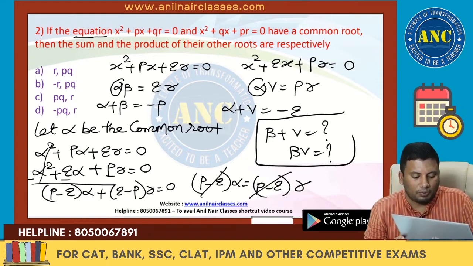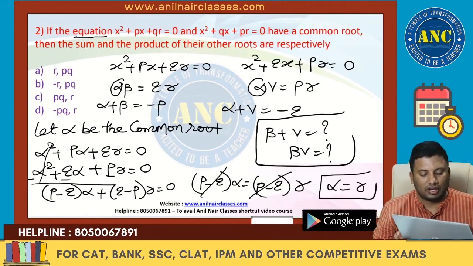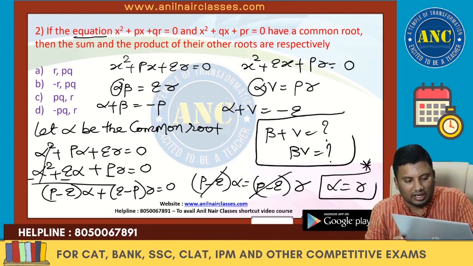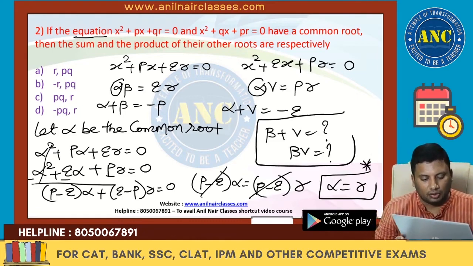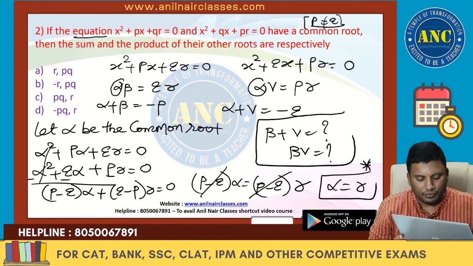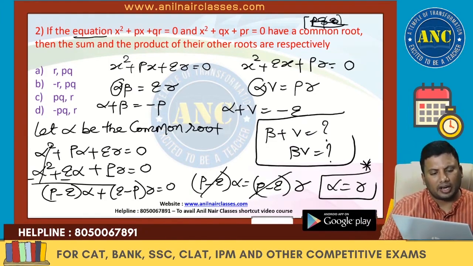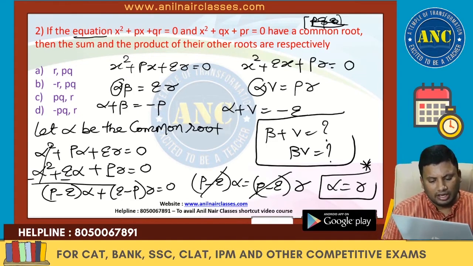P minus q is cancelled. Alpha is nothing but r. I hope it is clear. So p is not equivalent to q, which should be given in the question. Even if it is not given, the answer will not change, anyway, since it is the product of other roots, so it will not change.